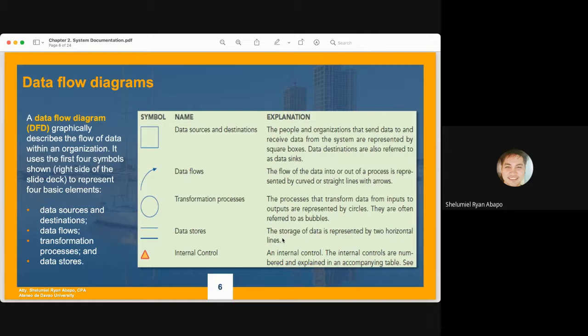And the orange triangle refers to the internal control, and they are usually numbered and explained by an accompanying table. Because you have to explain the rationale why internal control is placed there. What was the purpose of the internal control? Because sometimes it may not be apparent to the naked eye why there is an internal control here. And then you have to explain that you wanted to ensure that there are no errors, for example, or there is independence, accuracy, and completeness in this particular process, hence the presence of an internal control.